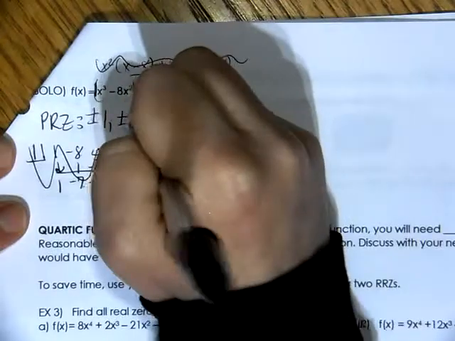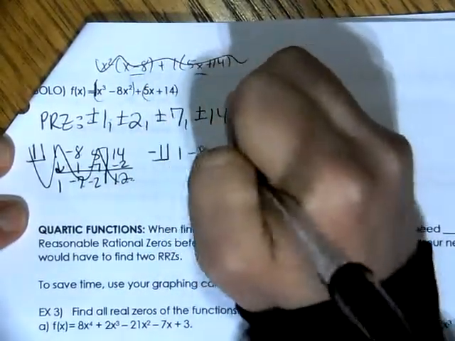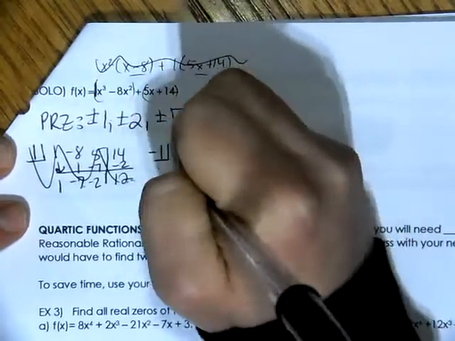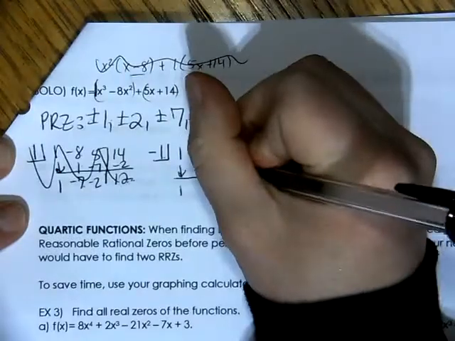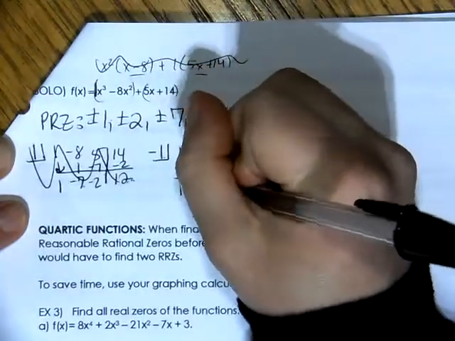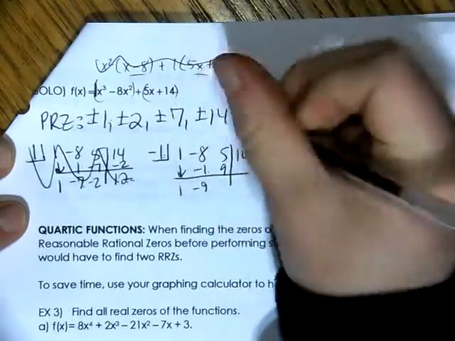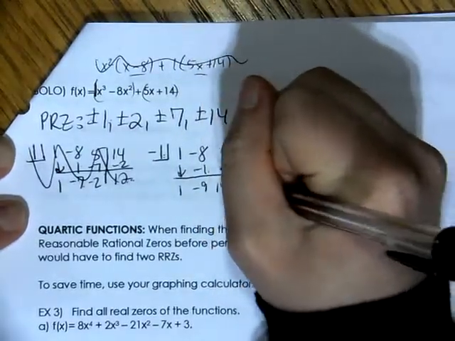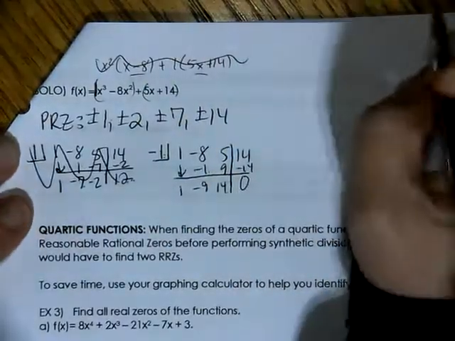So let's go ahead and try negative 1. So I'm going to write 1, negative 8, 5, and 14. I'm going to bring down the number 1. Negative 1 times 1 is negative 1. Negative 8 plus negative 1 is negative 9. Negative 1 times negative 9 is 9. 5 plus 9 is 14. Negative 1 times 14 is negative 14. And boom, there's my 0.